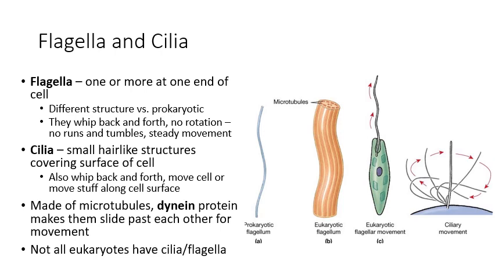Cilia are also made out of microtubules, same as eukaryotic flagella. And in both cases, the protein dynein is being used to make the microtubules slide past each other, which causes the whip-like movement of the flagella or the cilia. And again, not all eukaryotes have these structures. They could have one, so they could have flagella, or they could have cilia, or they could have both, or they could have none.